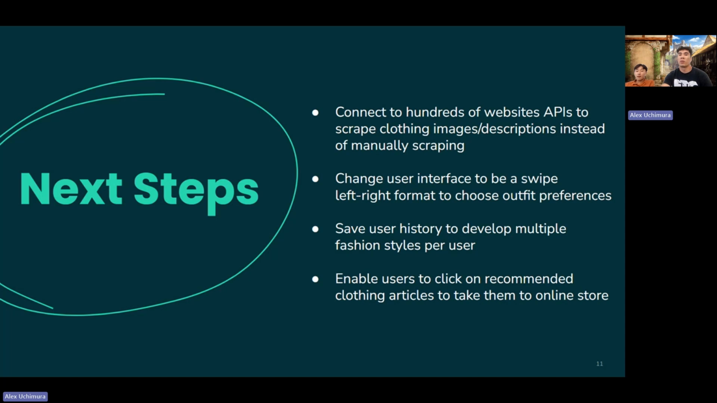For some next steps with our AI fashion recommender, one of the biggest ones we wanted to do was to connect to hundreds of website APIs to scrape clothing, images, and descriptions instead of manually scraping, because it would automate the process more and make it less manual, and we would be able to get way more volume of images and clothing from the internet.